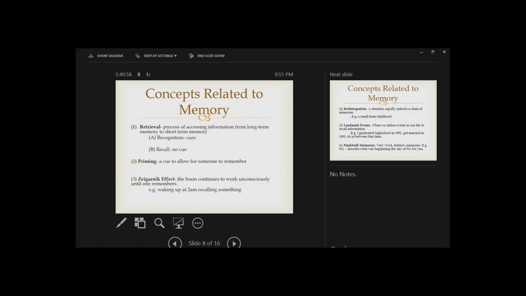So these are 3 concepts so far. Does this make sense? Yes. I don't understand the difference between recognition and priming.